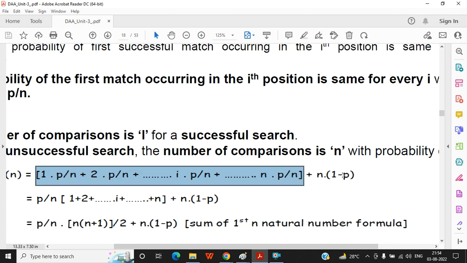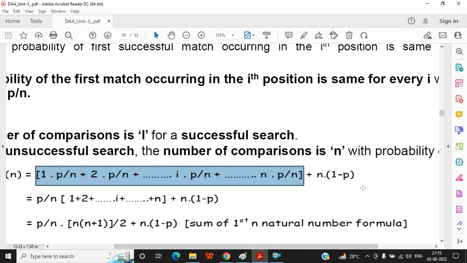Unsuccessful search is 1 minus P. You remember from MFCA, if P is the probability of finding an element, then what will be the probability of not finding an element? That is also a probability. That is 1 minus P. Yes, that is also a probability.